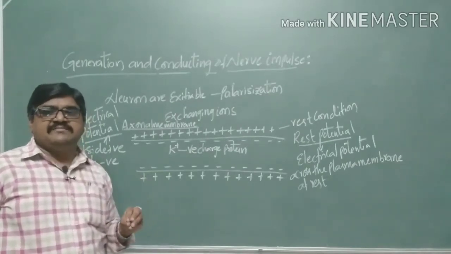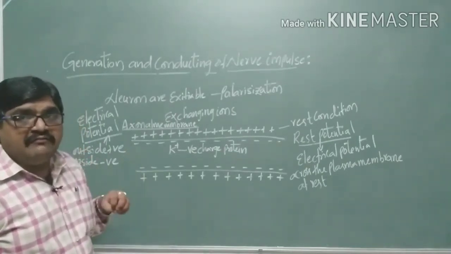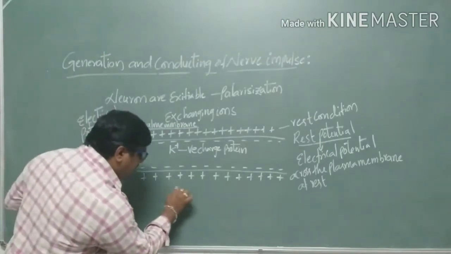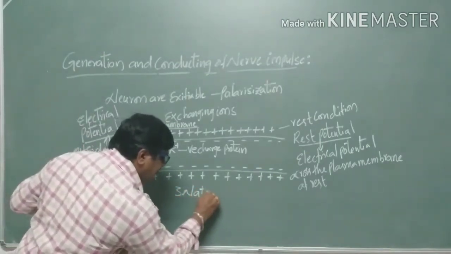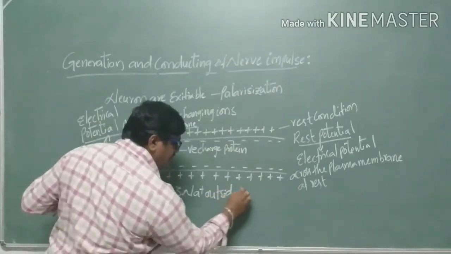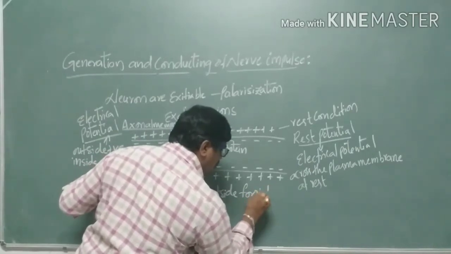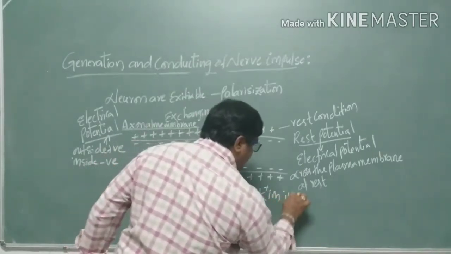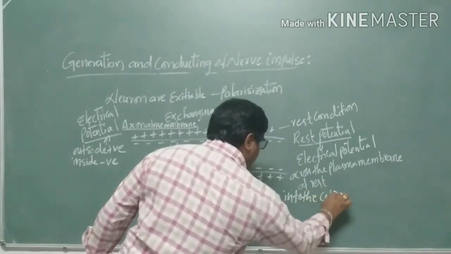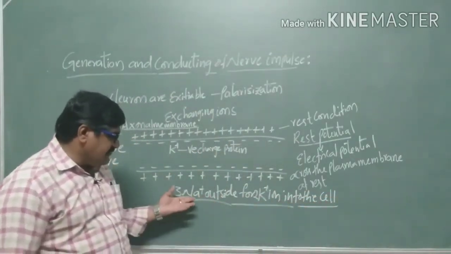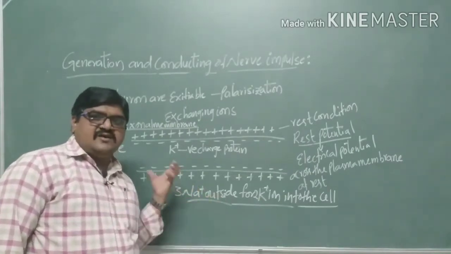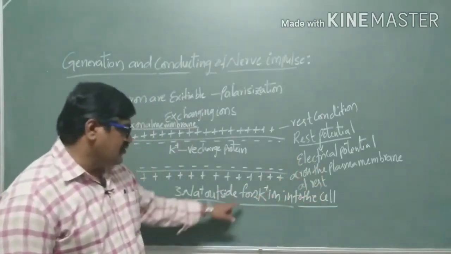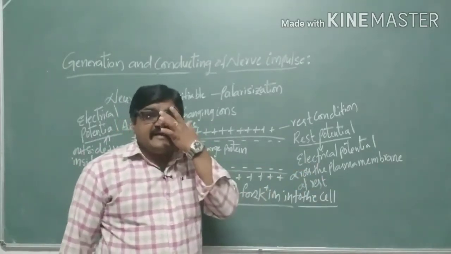So here, the movement of ions takes place across the axonal membrane. Three sodium ions go outside for two potassium ions going into the cell. That means to neutralize this, 3 Na plus ions are pumped outside for 2 K plus ions into the cell.